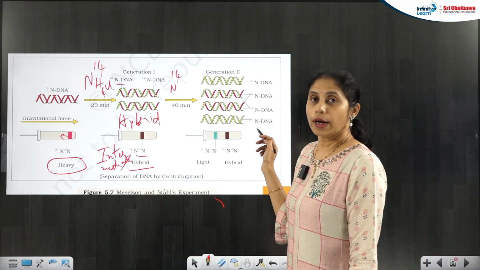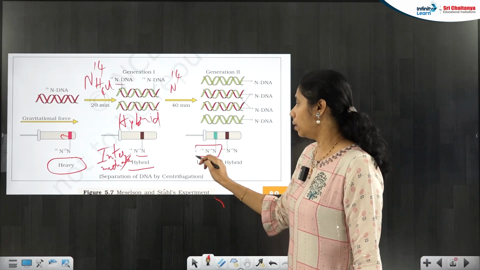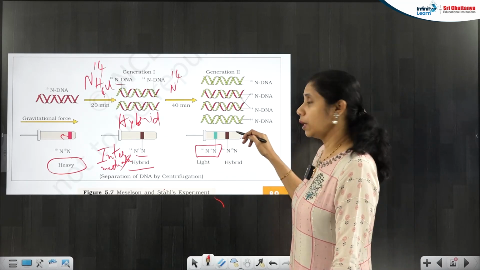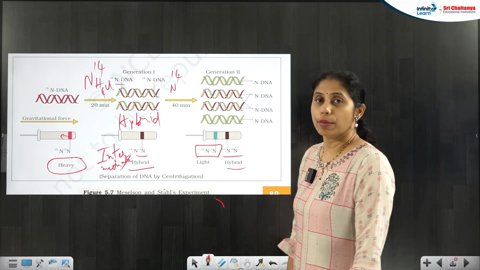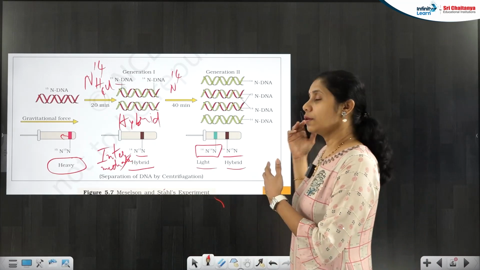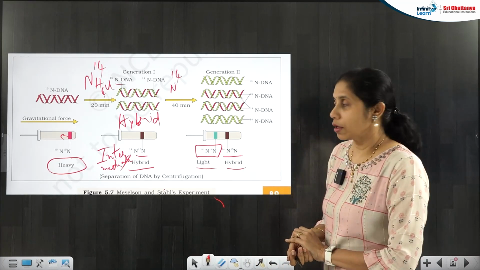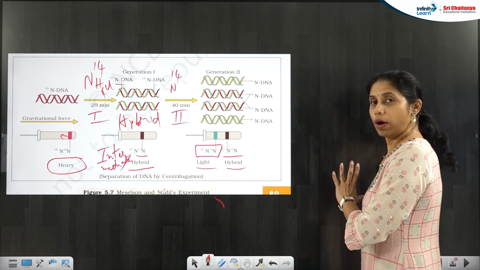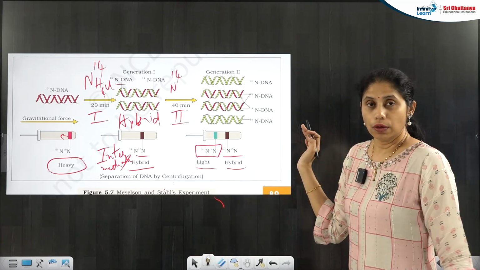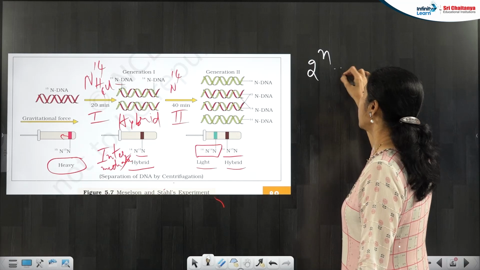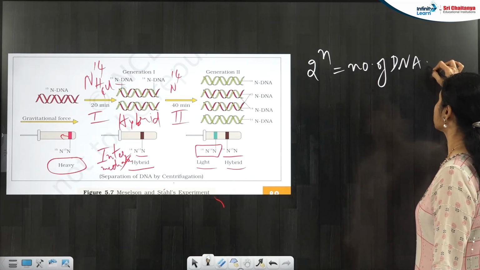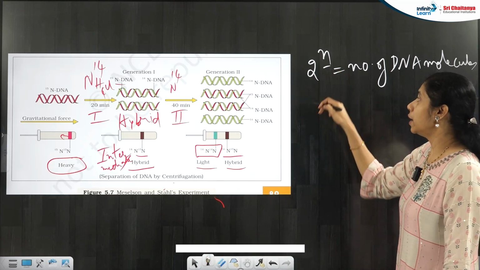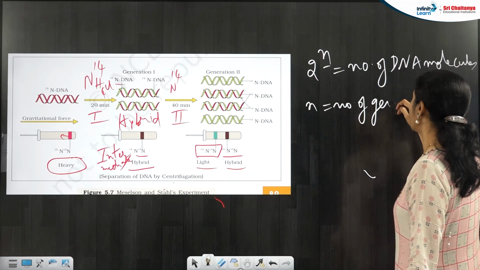After centrifugation in cesium chloride density gradient, they showed one band of N14-N14, a blue color band near the top of the test tube, and one band in the same brown color with N14 and N15, that is hybrid DNA. The other is light DNA. After another 20 minutes, or after the nth generation, if you go on for the third generation, fourth generation and so on, what you have to remember is that there is a formula to identify the number of DNA molecules. 2 power n is the formula to identify the number of DNA molecules, and n indicates the number of generations.